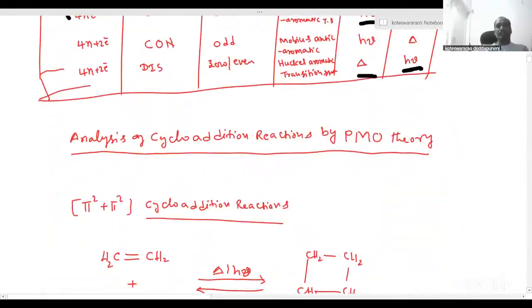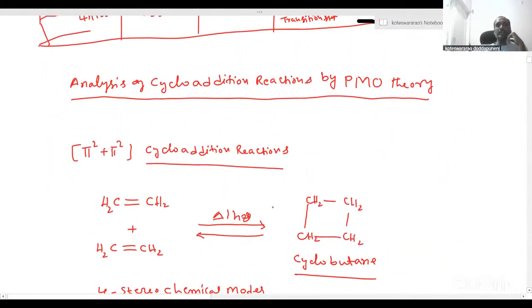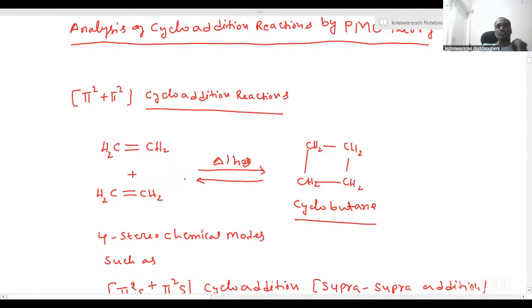Now coming to cycloaddition reaction. Analysis of cycloaddition reaction by PMO method or PMO theory. What is cycloaddition? A conjugate addition of two pi systems. It may start from one double bond containing compound or more than one double bond containing compounds undergoing conjugate addition that leads to the formation of a cyclic product.